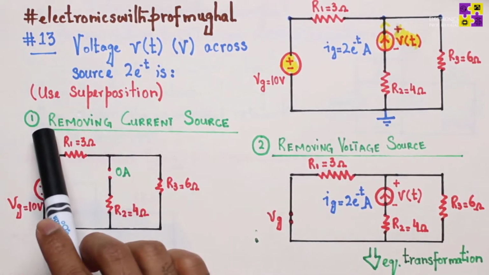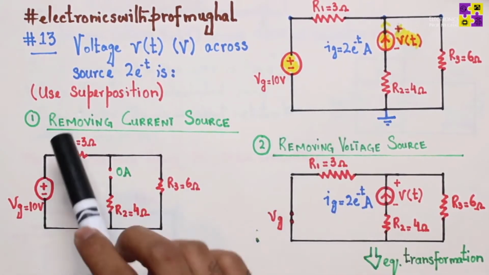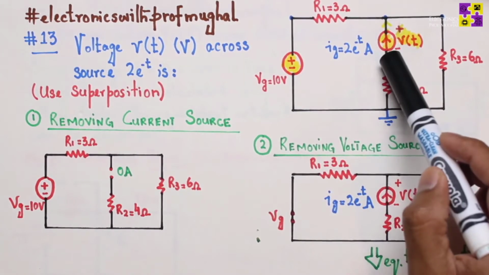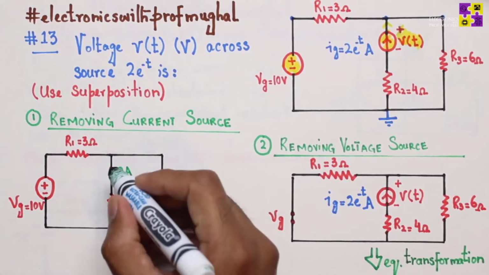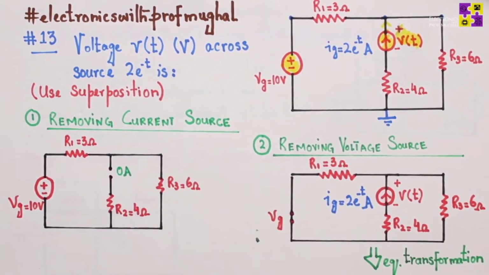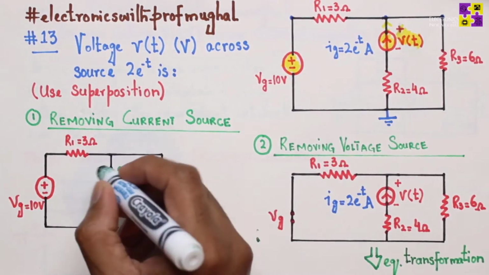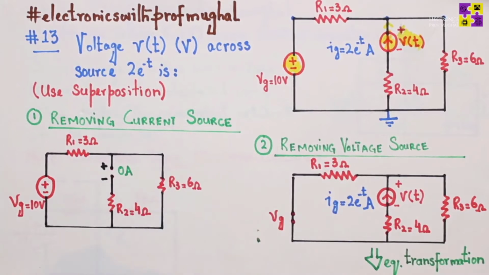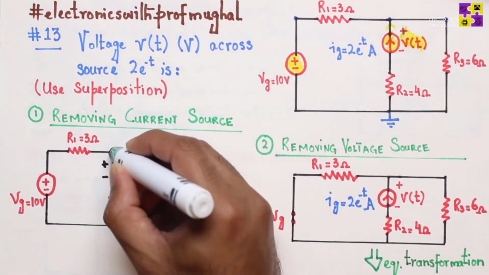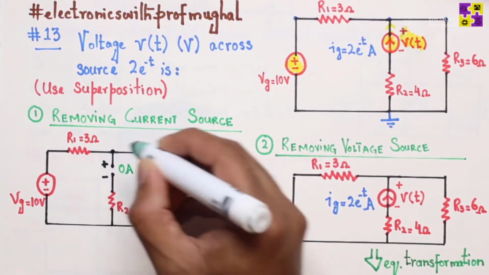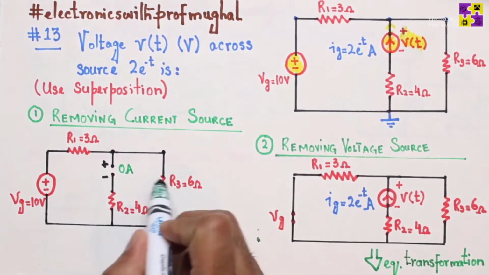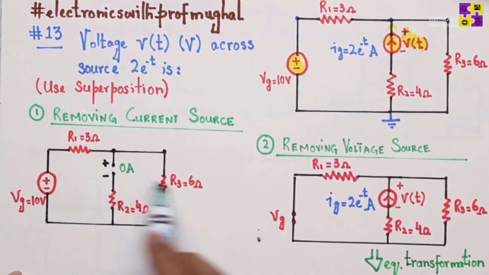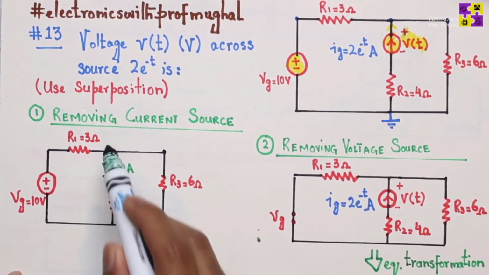So the first step could be removing one of the sources. I'm going to remove the current source. And I told you, when you remove the current source, it is replaced by an open circuit. Hence, the current is 0 amps over here, correct? Now, remember, our goal is to find out the voltage across this current source. So whatever the voltage is over here, the same voltage will be over here because the two branches are parallel to each other. And I can simply apply voltage divider to find out the voltage at this terminal.